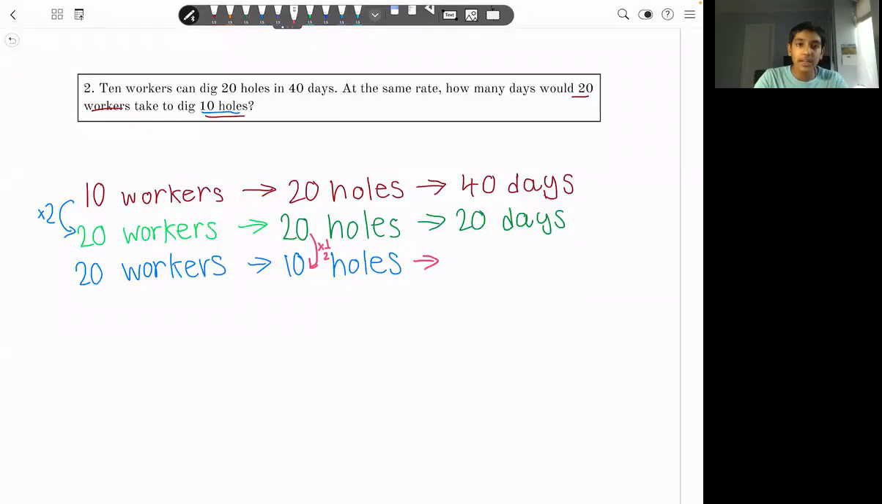So you know how we have 20 days here? It's just going to take that times 1/2. So the answer is just going to be 10. Any questions?